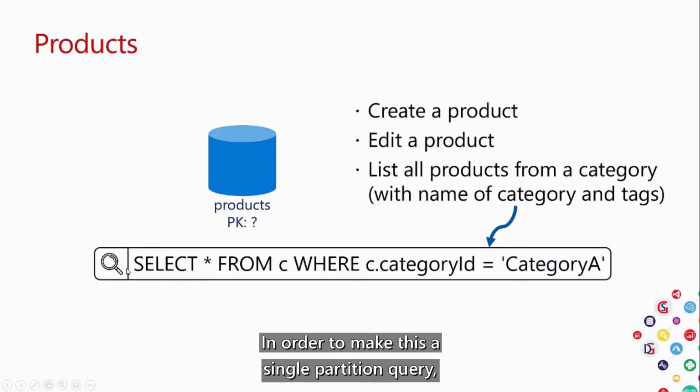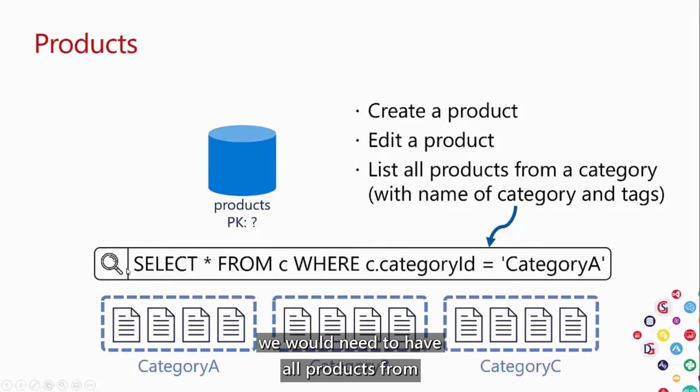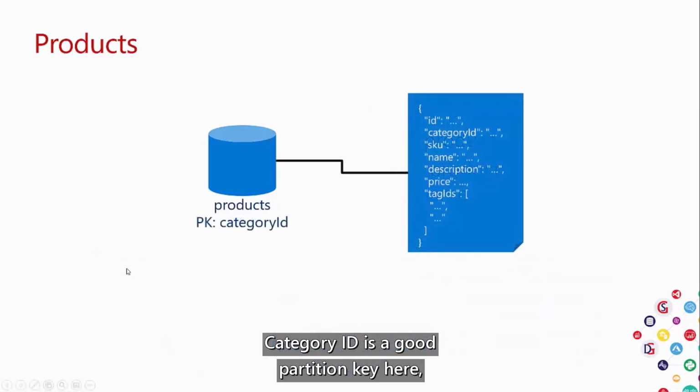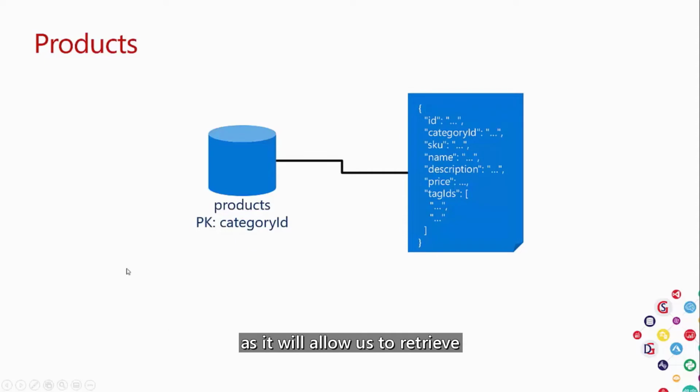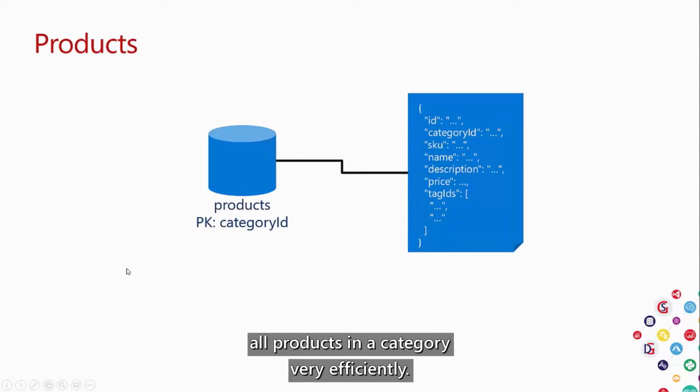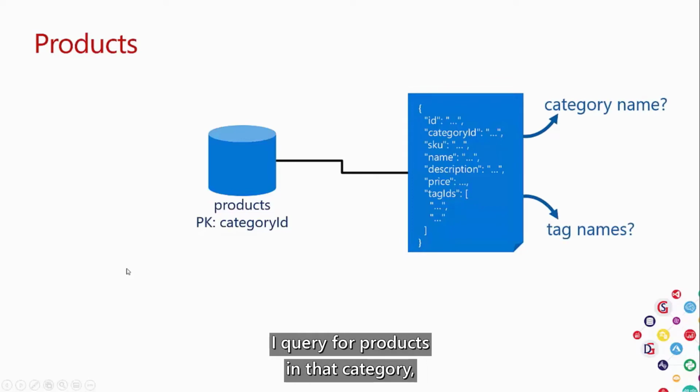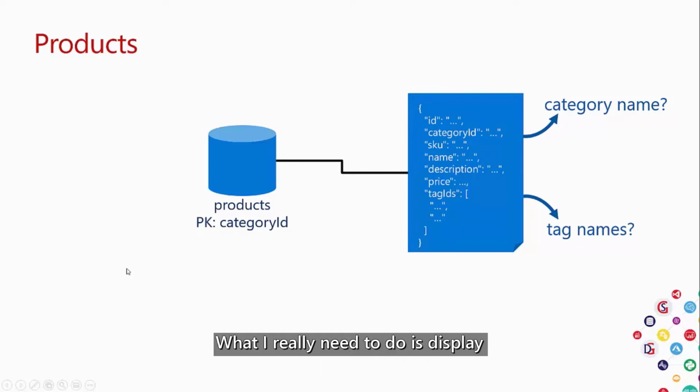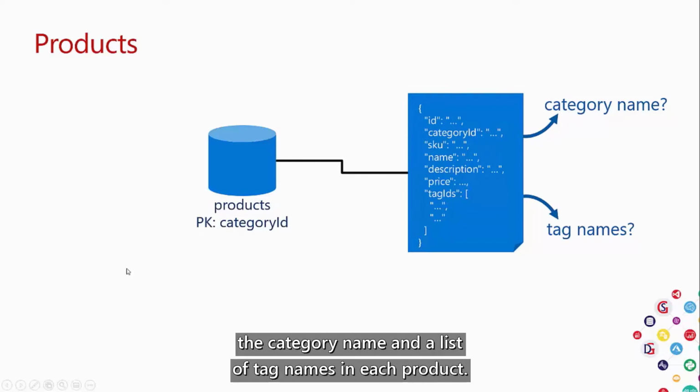In order to make this a single partition query, we would need to have all products from the same category sit in the same logical partition. So category ID is a good partition key here, as it will allow us to retrieve all products in a category very efficiently. But now the problem is that every time I query for products in that category, I get a category ID and a bunch of tag IDs. What I really need to do is display the category name and a list of tag names in each product.